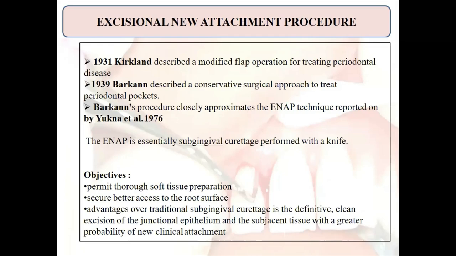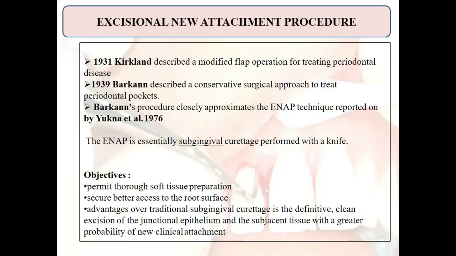Now we'll be discussing the excisional new attachment procedure. Basically it's a form of the gingival curettage procedure, but in this we go more radical. It is performed with the help of a knife. The objective is to permit thorough soft tissue preparation and secure better access to the root surface area. The advantage over subgingival curettage is that it is quite definitive. You are able to give a very clean incision to the gingival junctional epithelium and the subjacent tissue, with a greater probability of new clinical attachment, which is basically the objective of all periodontal procedures.